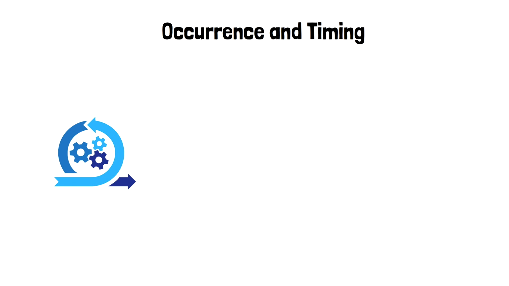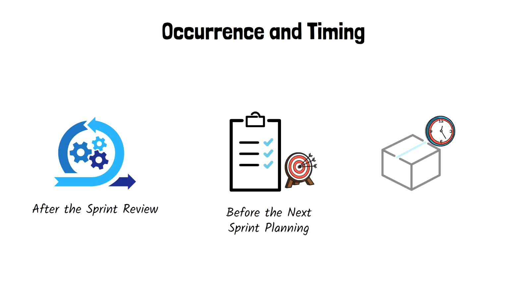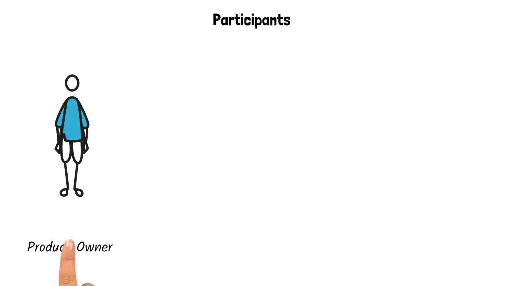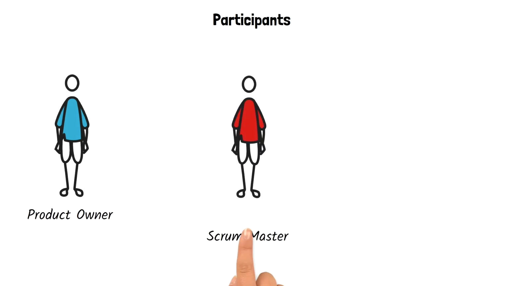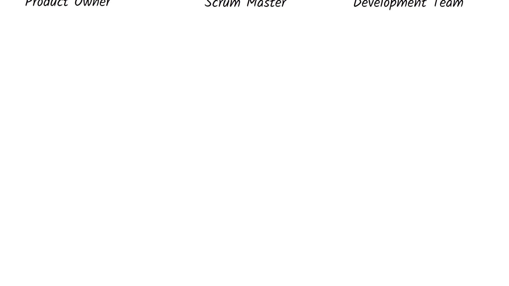This activity frequently occurs after the sprint review and before the next sprint planning. The sprint retrospective concludes the sprint, and it's usually a time-boxed 1 or 2 hour session depending on the sprint length. The participants of the sprint retrospective are the product owner, Scrum Master, and the development team. This discussion is usually internal without stakeholders or other outside teams.